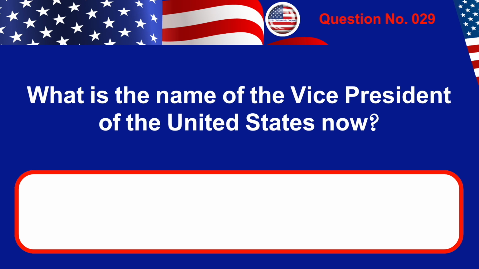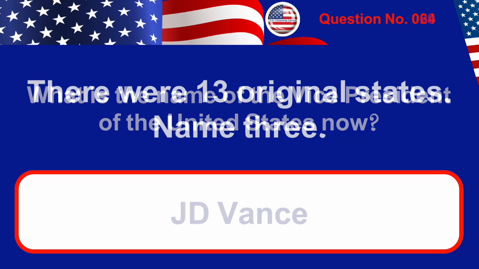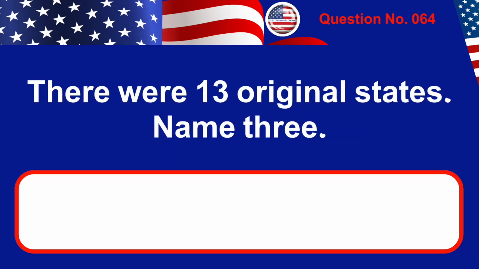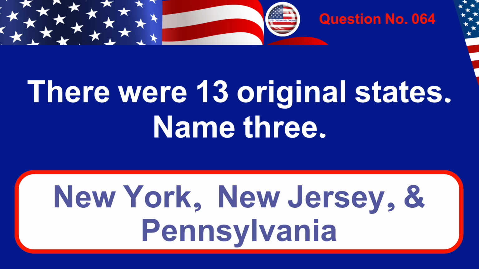What is the name of the Vice President of the United States now? J.D. Vance. There were 13 original states. Name 3. New York, New Jersey, and Pennsylvania.